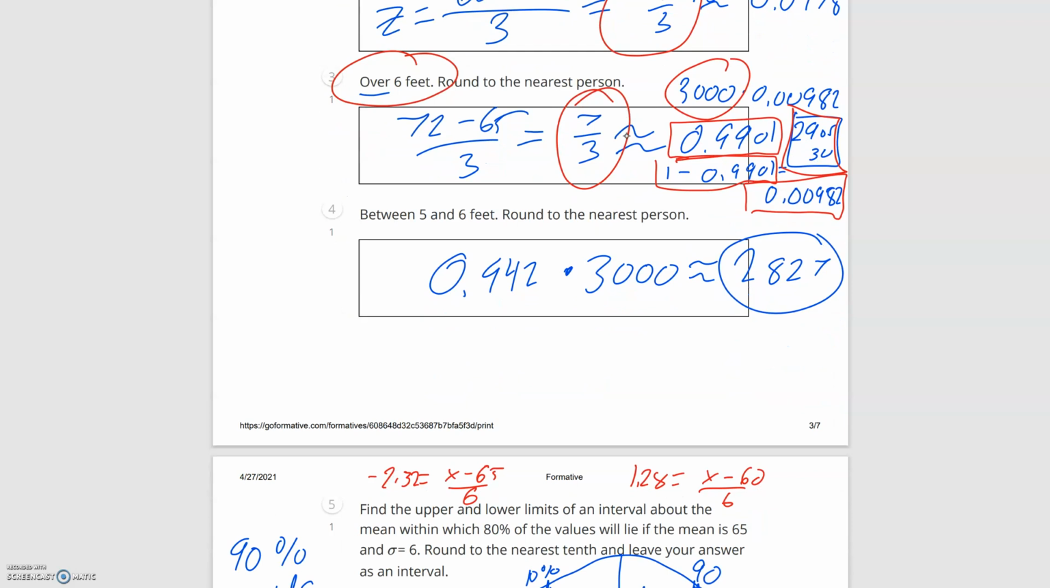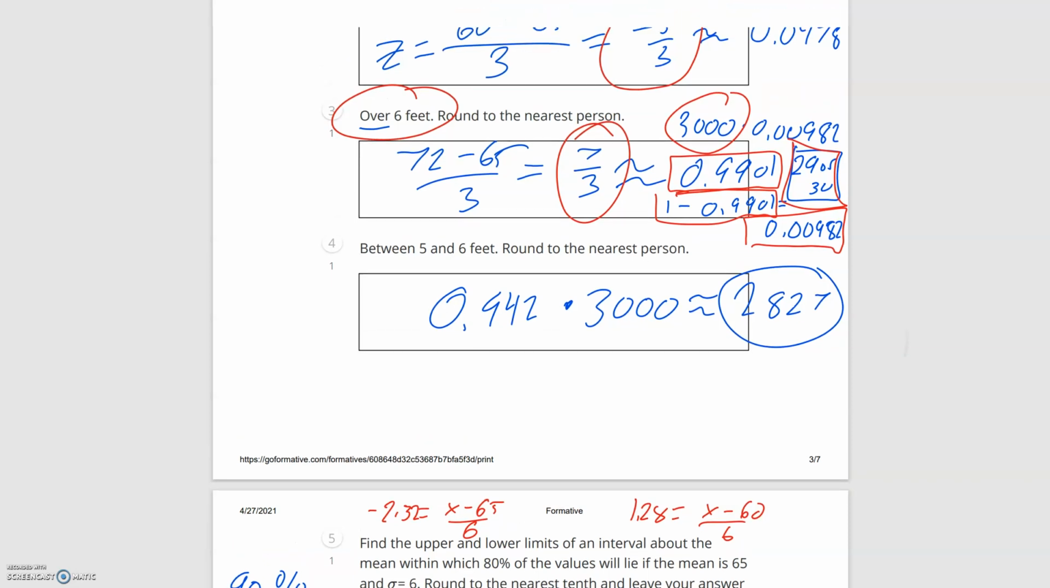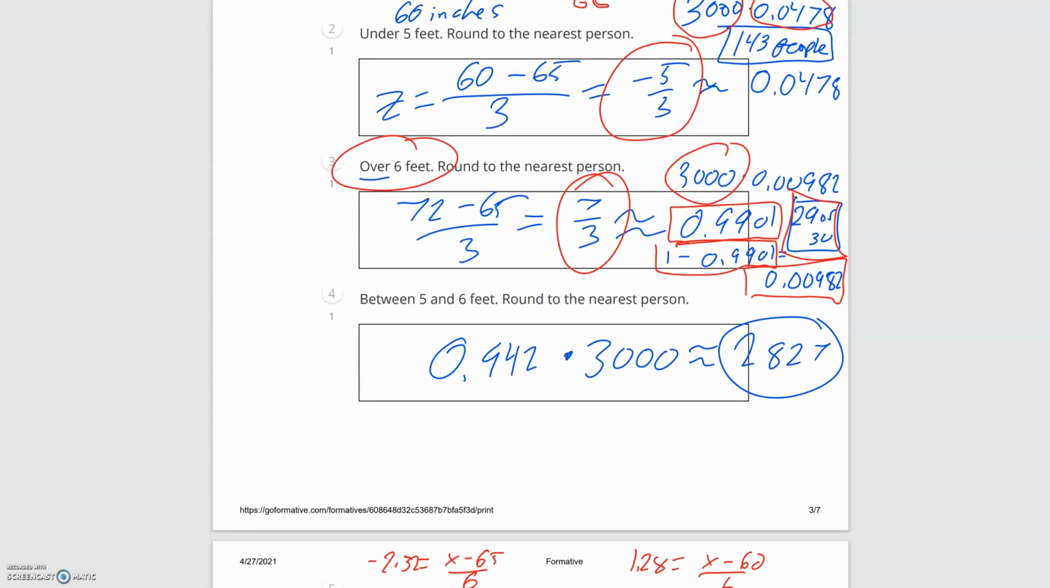And then same idea with number 4. Figuring this one out. Again, this one's between. So the way I would approach this one is you already know the 2 z-scores. You know the farthest left, between 5 feet, -5/3 or -1.66 is the left z-score. The right z-score would be 2.66.